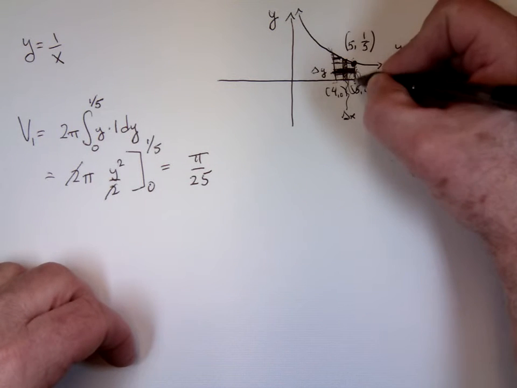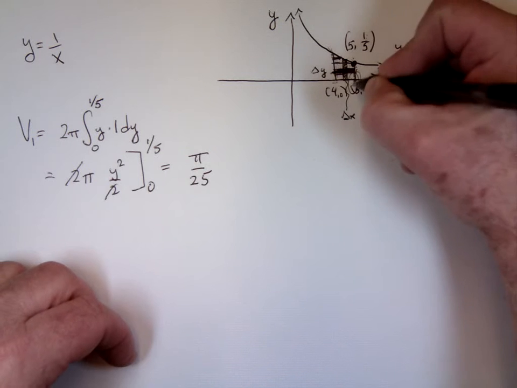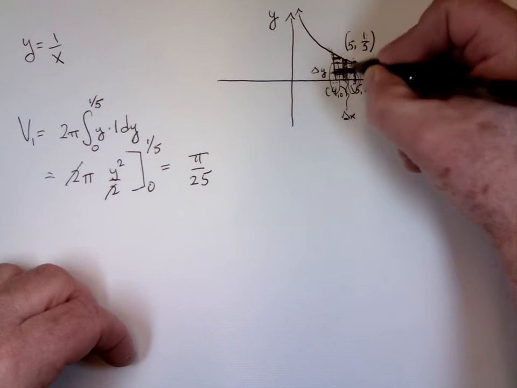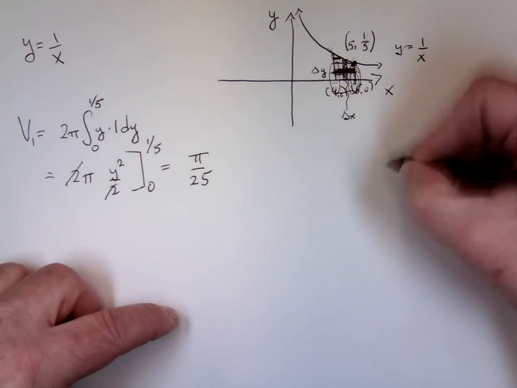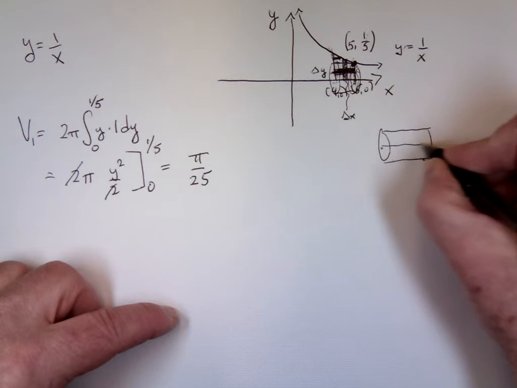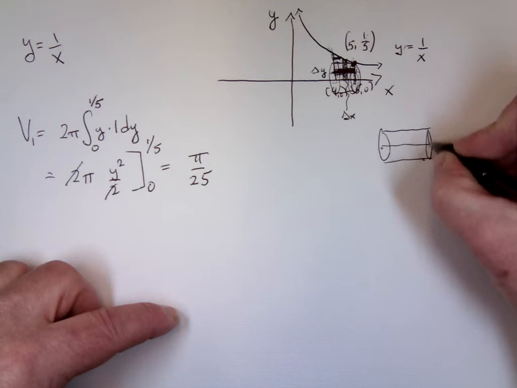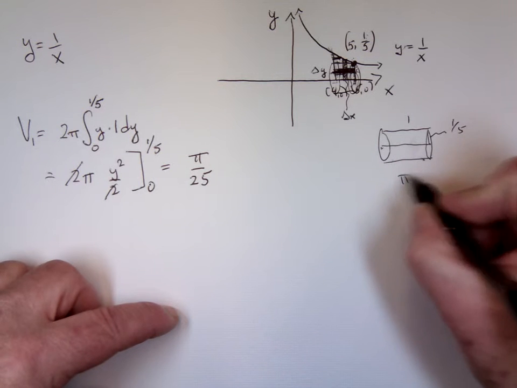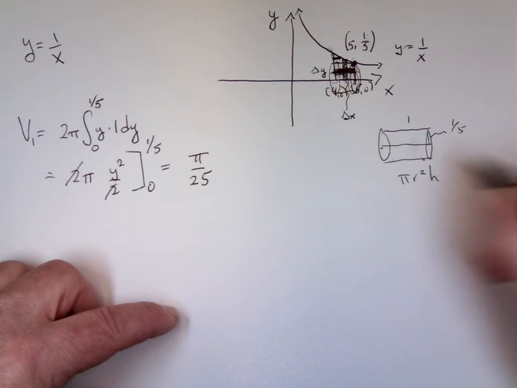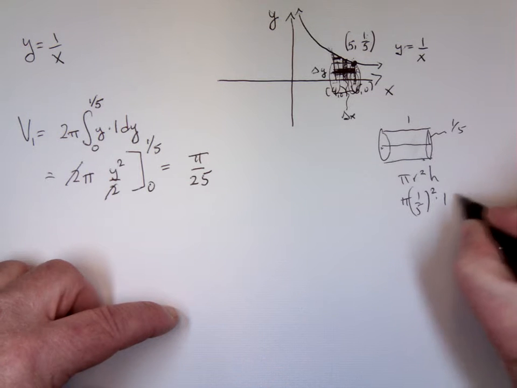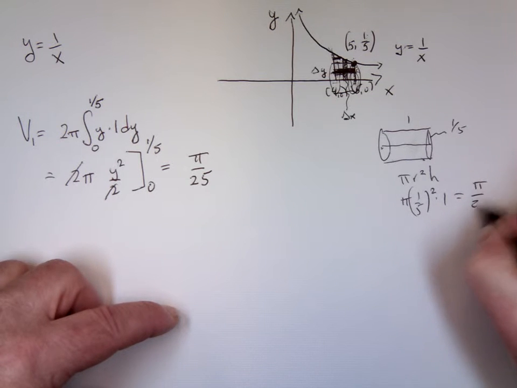The r would be the 1/5, this distance right here. So as you whipped it around this way, what's the volume of that cylinder? Okay, this is a radius of 1/5. This is 1. What's the volume of the cylinder? It's pi r squared h, so it would be pi 1/5 squared h. So you get pi over 25. That's what we got here.